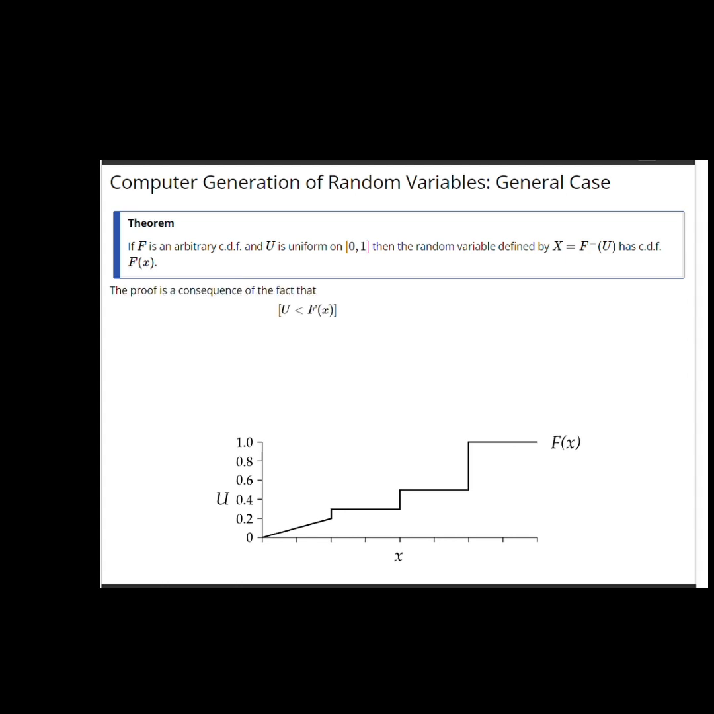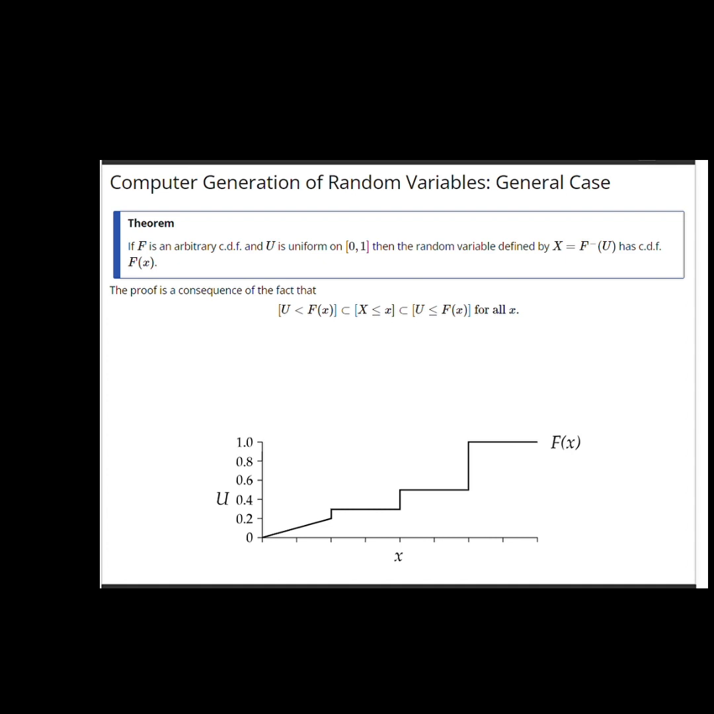The proof is a fairly simple consequence of the fact that when U is strictly less than F(x), this always implies that its inverse, capital X, is less than or equal to x. And that in turn implies that U is less than or equal to F(x).